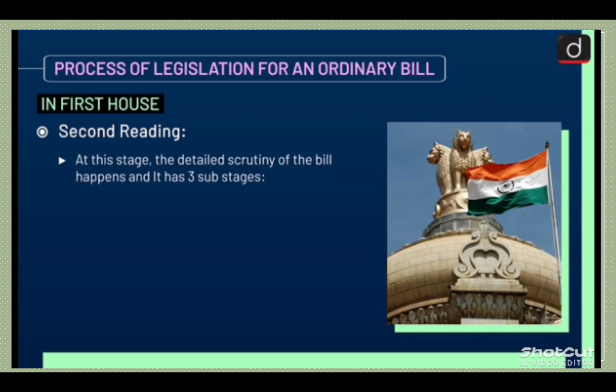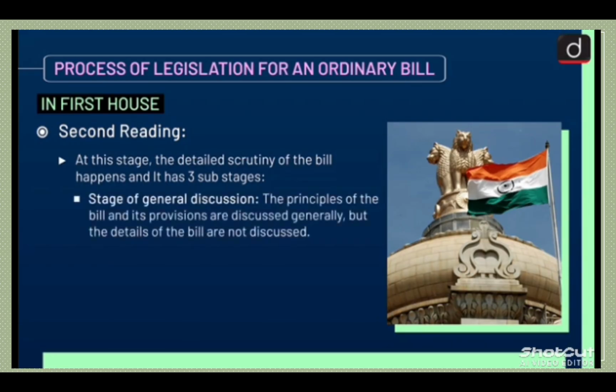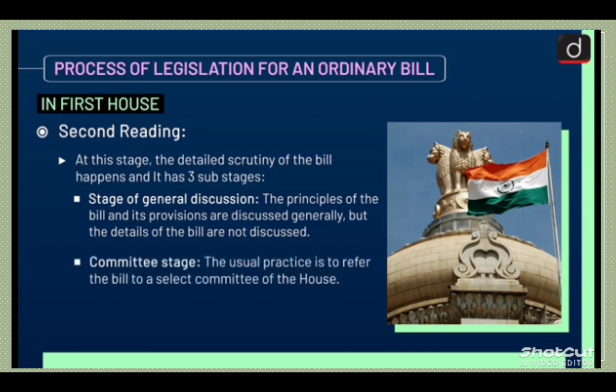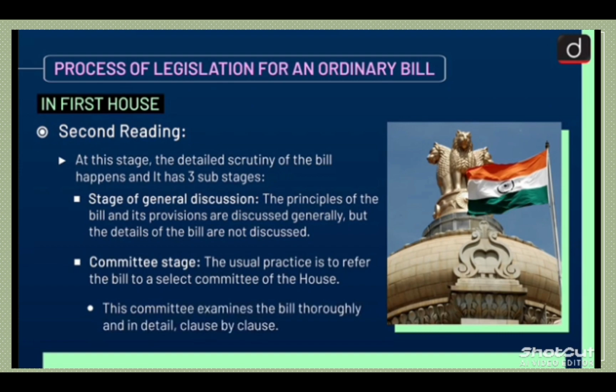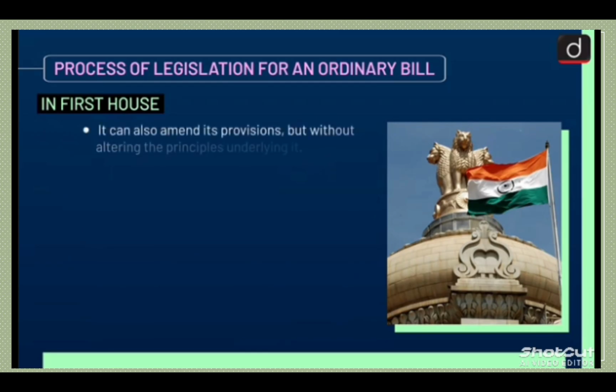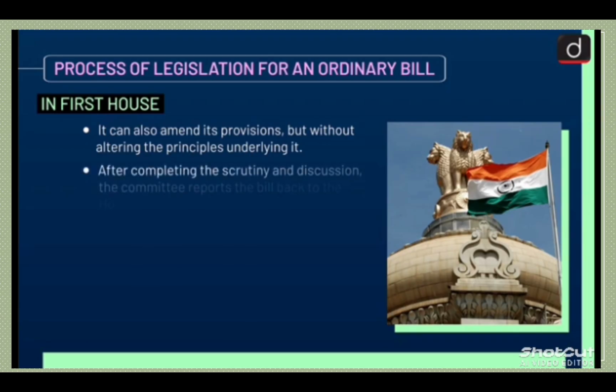It has three sub-stages. First is stage of general discussion. The principles of the bill and its provisions are discussed generally, but the details of the bill are not discussed. Second stage is committee stage. The usual practice is to refer the bill to a select committee of the House. This committee examines the bill thoroughly and in detail, clause by clause. It can also amend its provisions, but without altering the principles underlying it. After completing the scrutiny and discussion, the committee reports the bill back to the House.